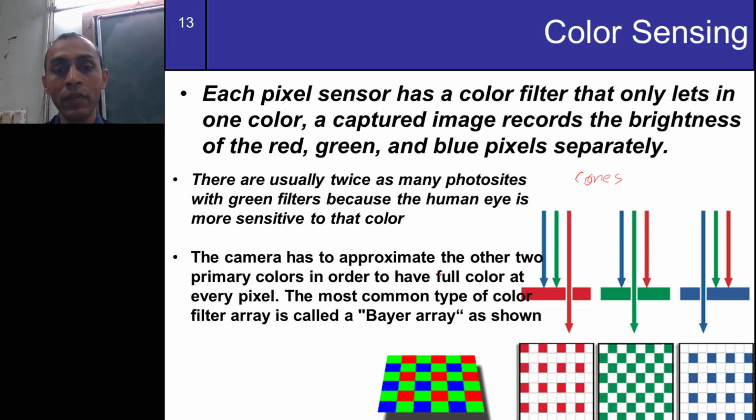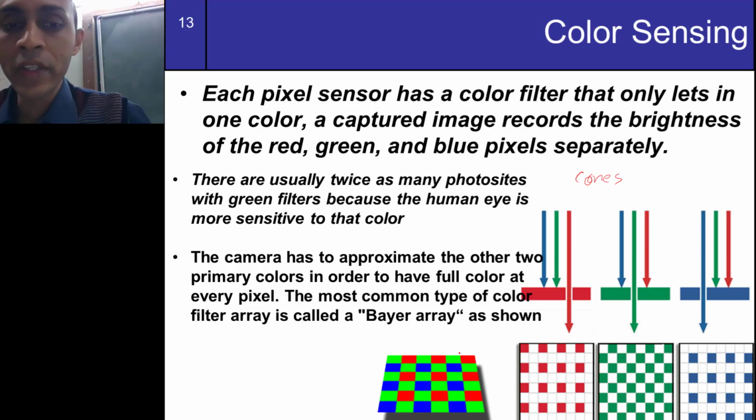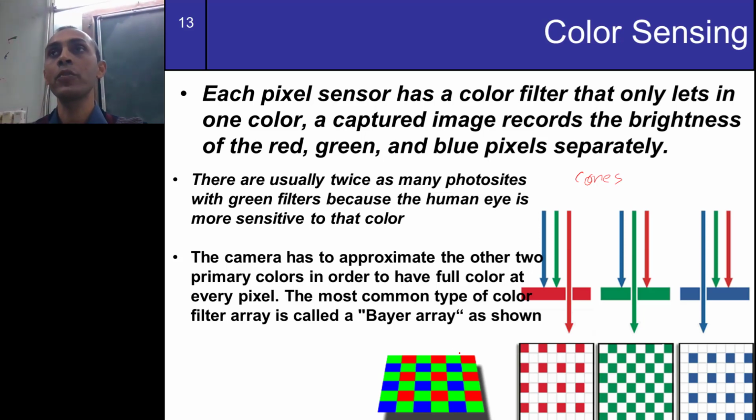So the majority of the filters are actually green, and the other portion is just approximated. For example, this particular sensor will only give the intensity corresponding to the green light, and the blue and the red parts are approximated from the adjacent neighboring values. So some kind of approximation is done to produce a color image.